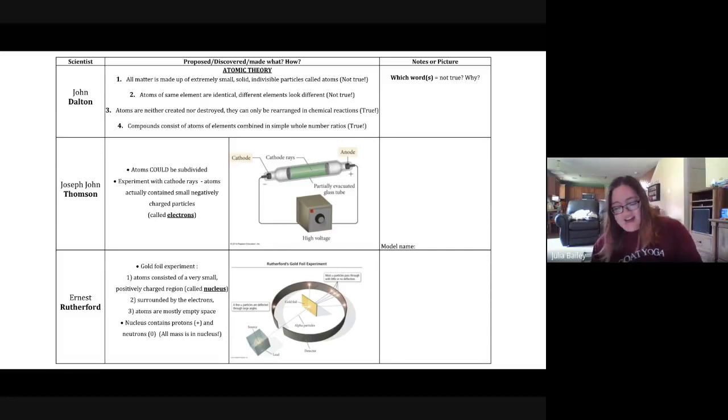Okay, let's talk about atomic theory. I'm going to be underlining key words as we talk about this, and I encourage you to do the same. These keywords are going to be the things that you should study. So here we go. Let's talk first about John Dalton.